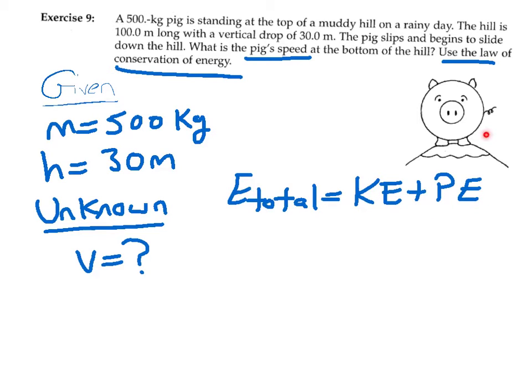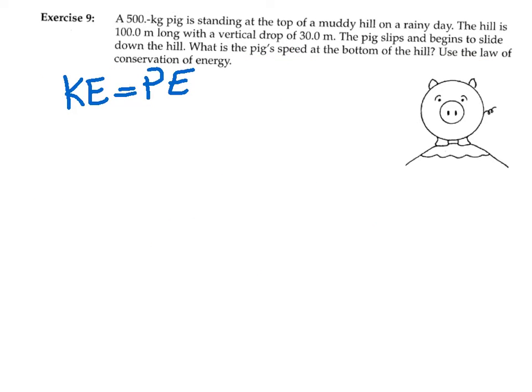So top of the hill, all potential, no kinetic. Bottom of the hill is all kinetic, no potential. The total amount of energy throughout is the same. So the potential energy at the top equals the kinetic energy at the bottom. These two things are equal to each other. So this is the concept of what we're going to do. Now it's asking what is the pig's speed, so we're going to pull speed from kinetic energy. So basic concept, kinetic energy at the bottom is equal to potential energy at the top.